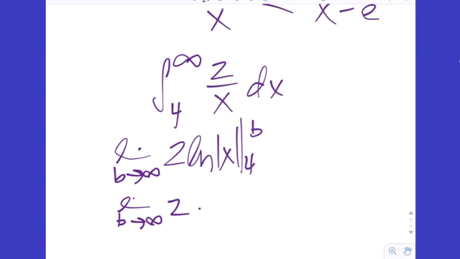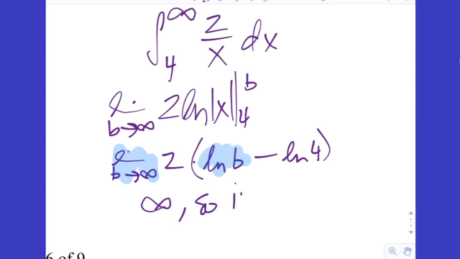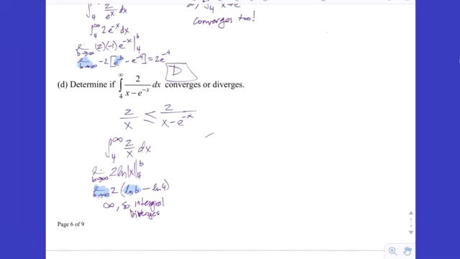So this becomes 2 times the natural log of b, which is positive, so I don't need the absolute values, minus the natural log of 4. Now if we evaluate it, what happens to the natural log function as we go out to the right forever and ever? What happens to the y values? They get bigger and bigger and approach infinity. So infinity minus natural log of 4, which is a number, is infinity, and infinity times 2 is infinity. And so the integral diverges.